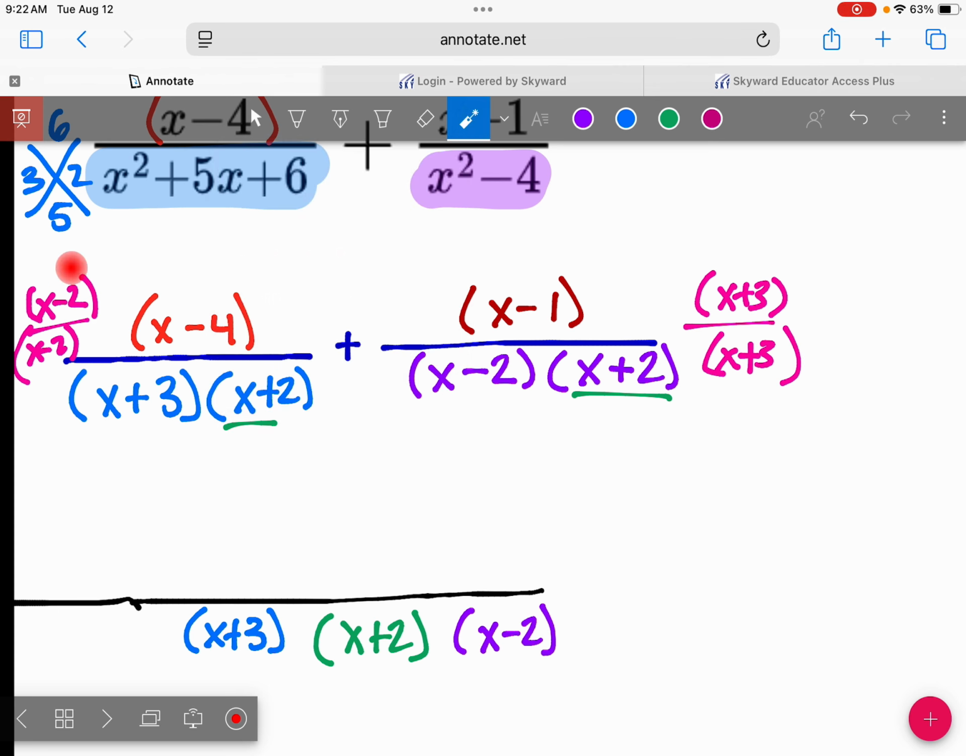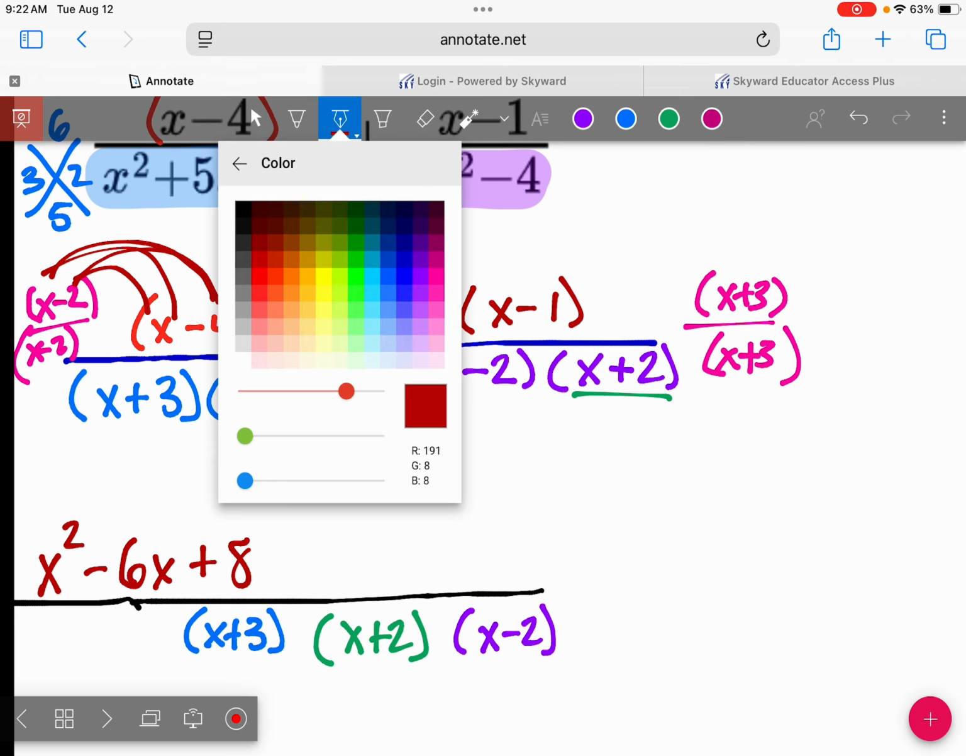we're going to get our x minus 2 times our x minus 4. And so we're going to have our x squared minus 2 times x and minus 4 times x. So we're going to have a minus 6x. And then we have our minus 2 times minus 4 giving us plus 8.